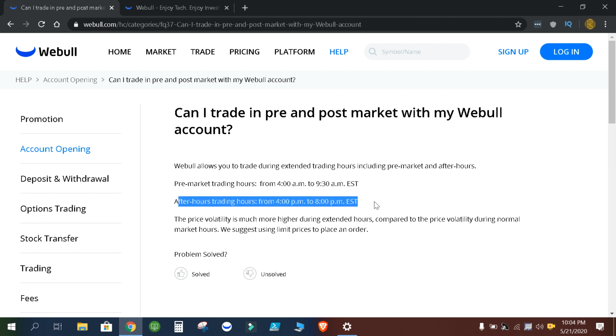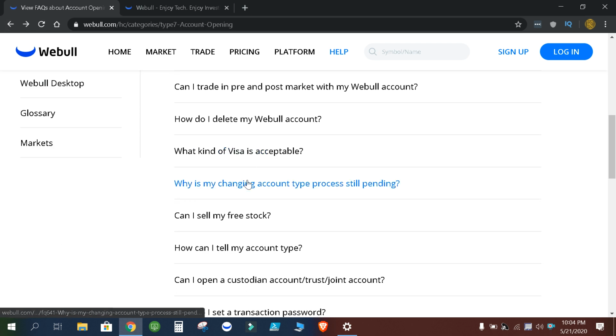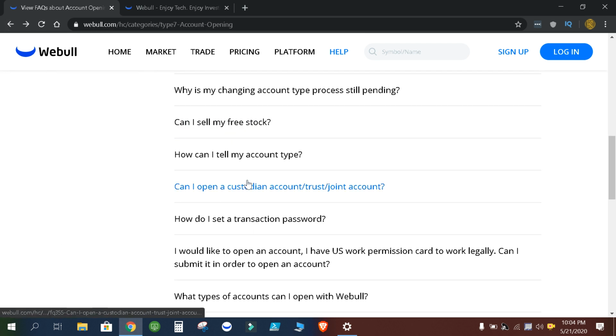This is really only for advanced traders, or if you see the market tanking and you want to get out, or you see the market going up and you want to get in, you can do it. But overall, most people can be using the regular hours and or the pre-market if you want. But yes, you do have those options. Okay, let's see any other important ones.